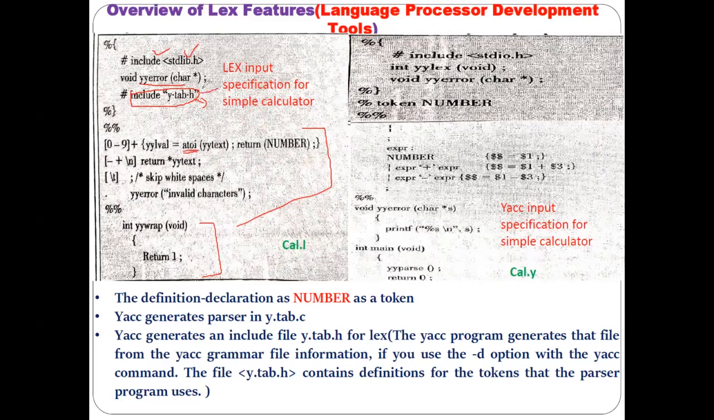Now what is the role of this y.tab.h? Why are you mentioning this here? So let me tell you why you are writing that here. First we need to understand the declaration section of this particular Yak program. Now in the declaration section, what you have mentioned is stdio.h, because here you are using the printf function. Then you have mentioned the YY lex function, and then you have mentioned the YY error function. Understood?